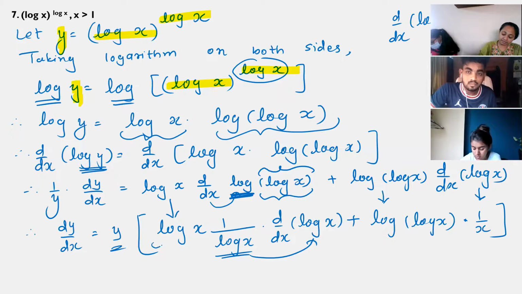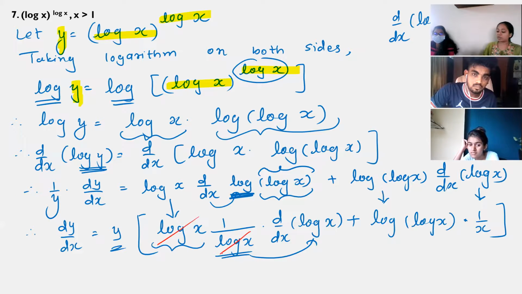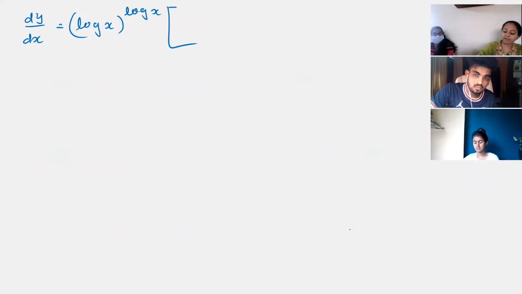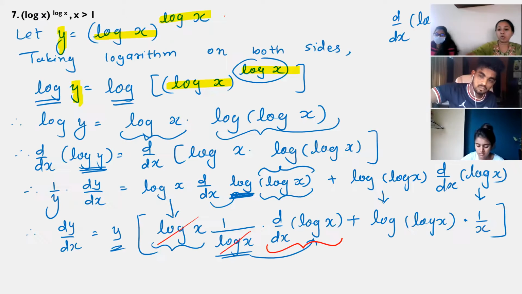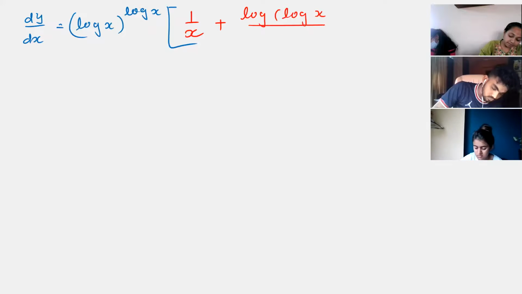Inside the bracket, let's take log x first. How can I take log x? I will not take log x. Why? Because cancel, log x, log x. That means whatever this d by dx of log x, it's simple, 1 by x. We know that. Log x, 1 by x. Plus log of log x as it is by x. Log of log x as it is.